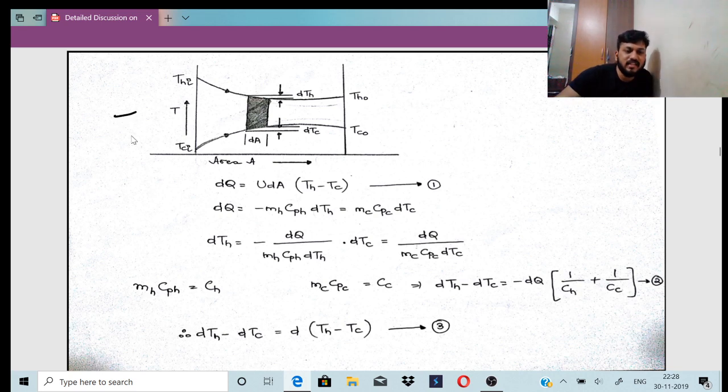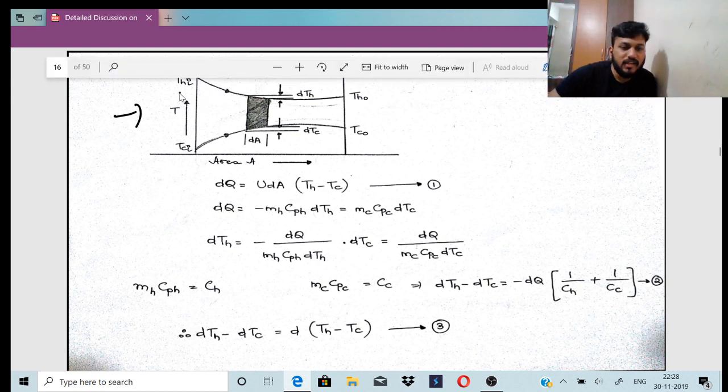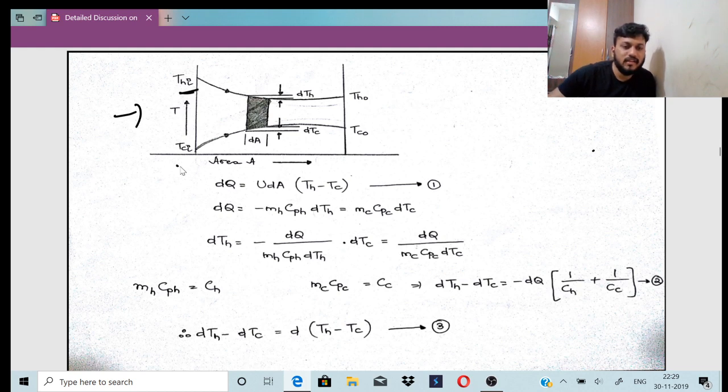So you can see this is the graph. So parallel flow में क्या होता है? The fluids move in the same direction. मतलब hot fluid भी inlet से outlet ही जाएगा, cold fluid भी inlet से outlet ही जाएगा. Hot fluid also will move from the inlet to outlet. Cold fluid also will move from the inlet to outlet. So you can see here THI, TCI, TH0, TC0.